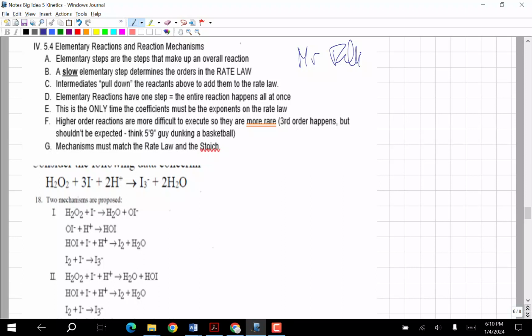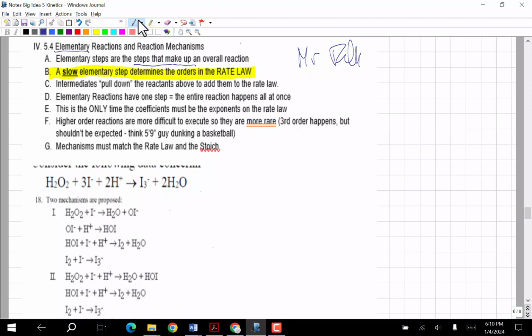So here we go. 5.4, elementary reactions and reaction mechanisms. Elementary is supposed to mean easy, but we'll see. Elementary steps are the steps that make up an overall reaction, so they should be simple. A slow elementary step determines the orders and the rate law. So this is the part that helps you determine the order and the rate law.